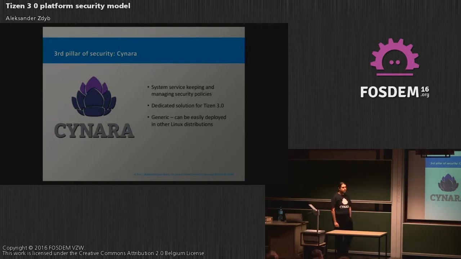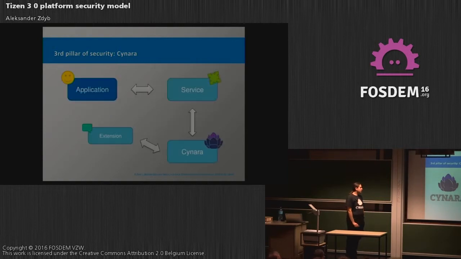And the last one is Cynara. It's a user space privilege checker. It's dedicated for Tizen, but it's generic. It can be compact and run on any other distribution. It has basically no dependencies.